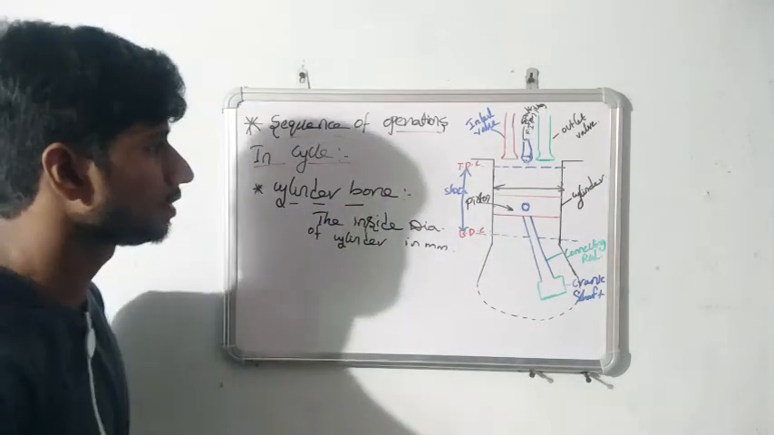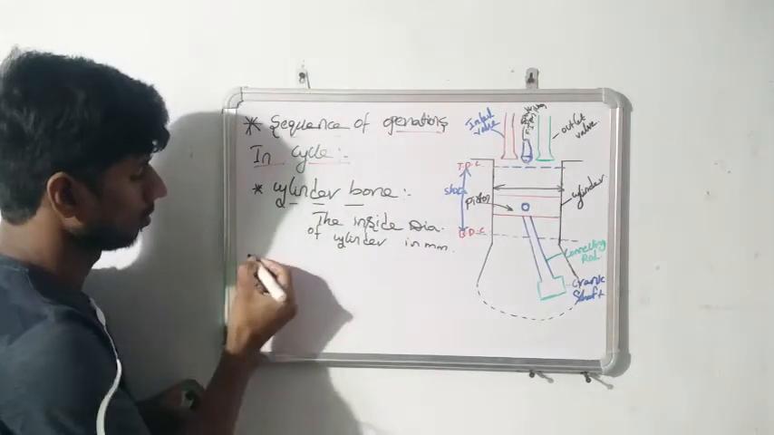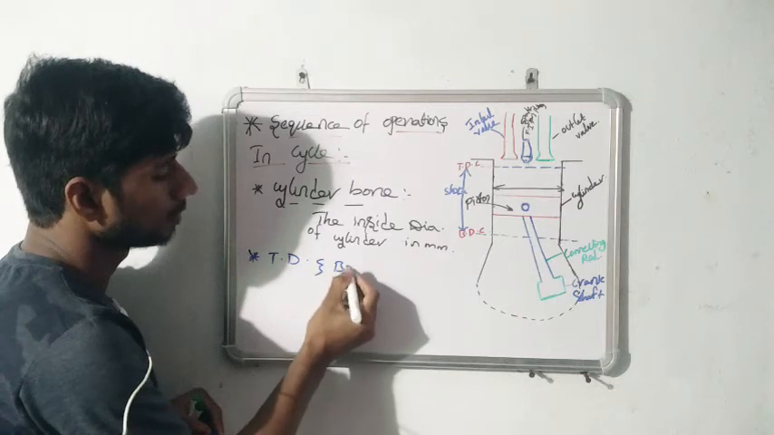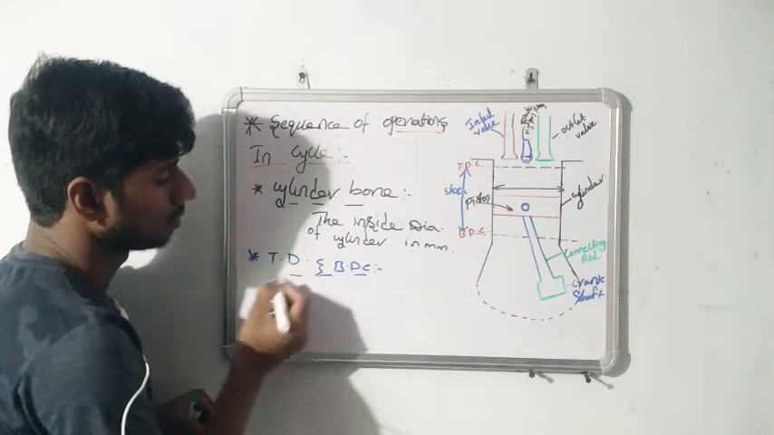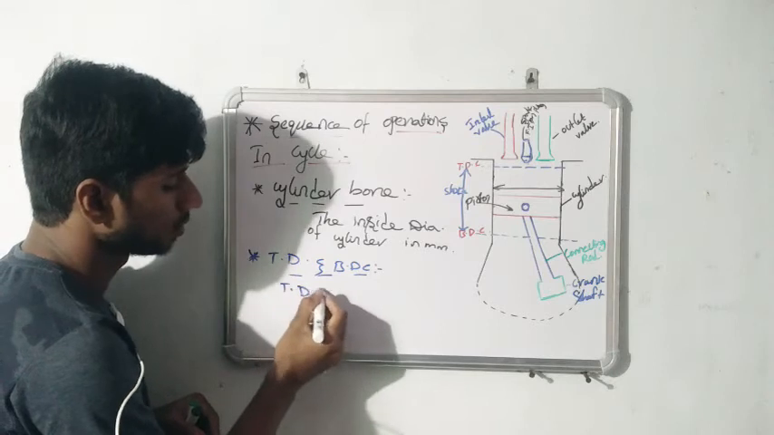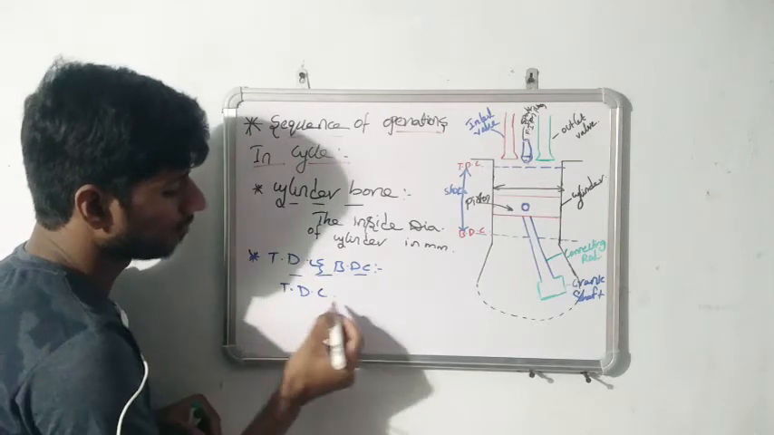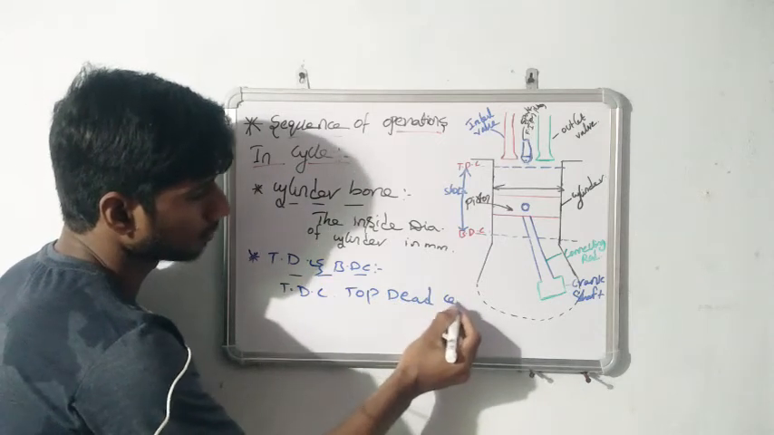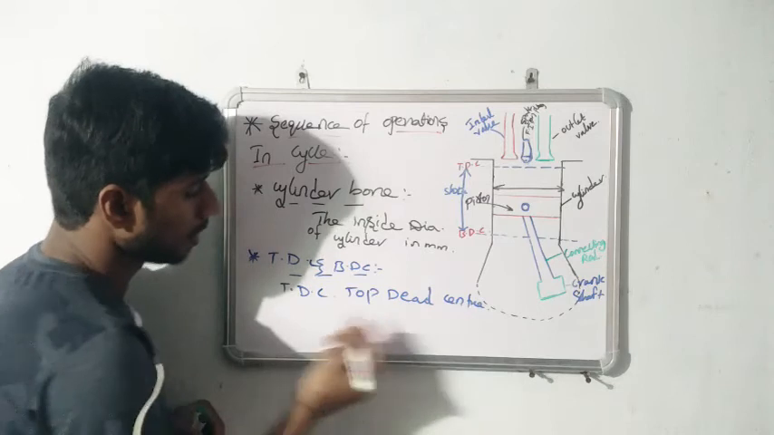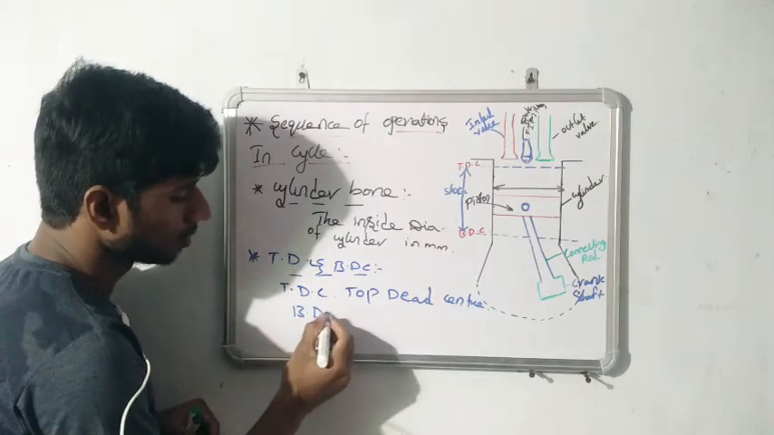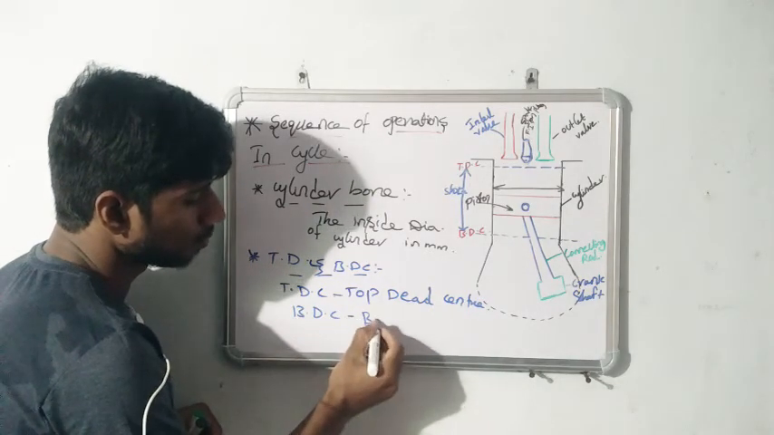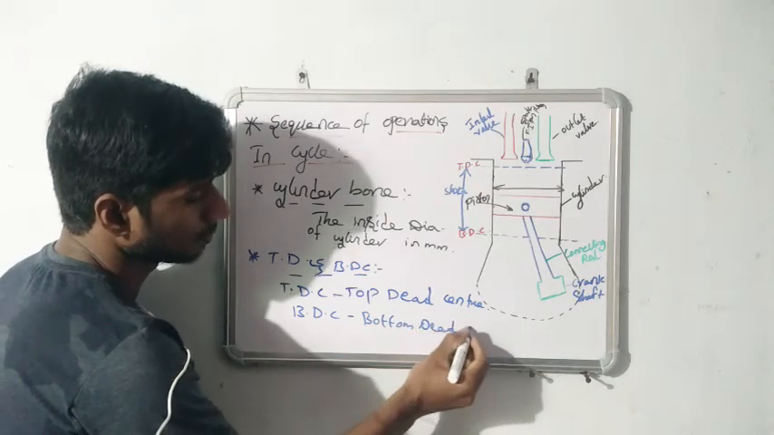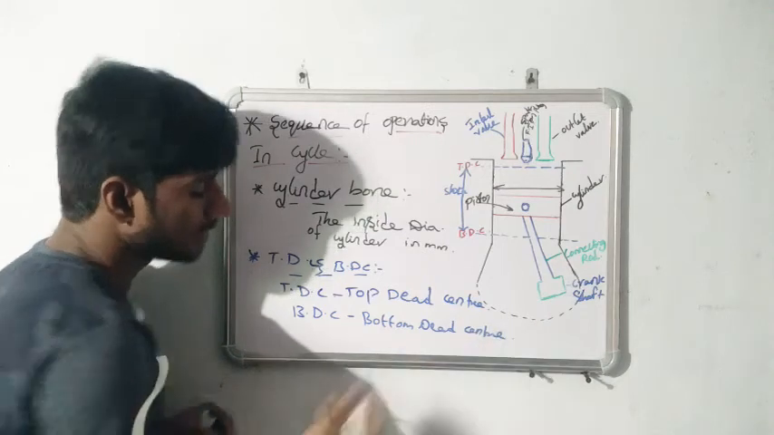And go to the next definition, that is the TDC and BDC. The TDC is the short form for top dead center, and BDC is the short form for bottom dead center. So let's see what is the TDC.